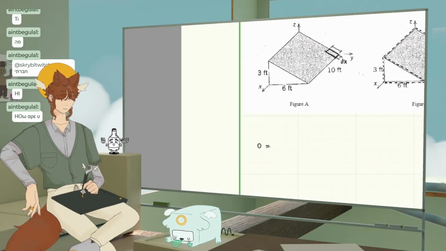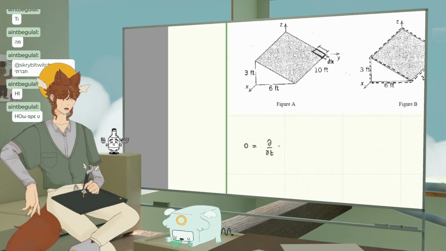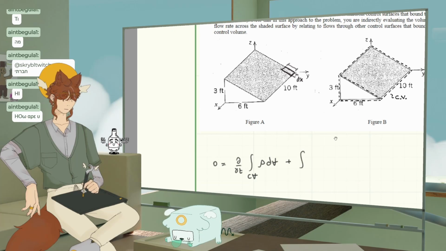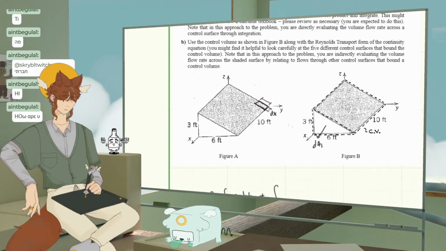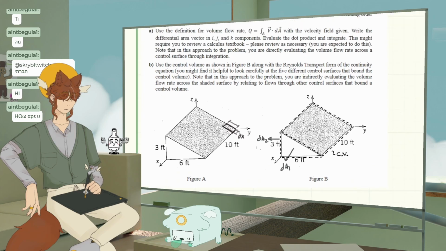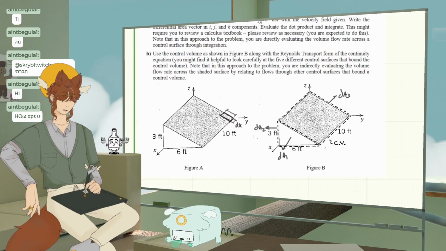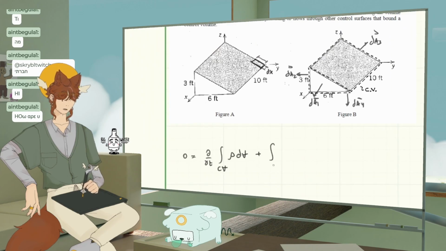So 0 equals d by dt of the integral of rho dV plus, let's see, how many control surfaces do we have? dA1, dA2, dA3, dA4. We got 4. I'm just going to say control surface because I don't want to write all those out right now. Okay, rho v dot dA, right? I think that's it.